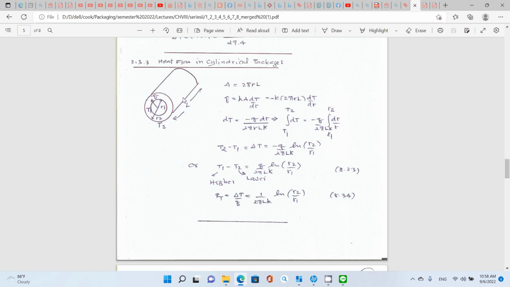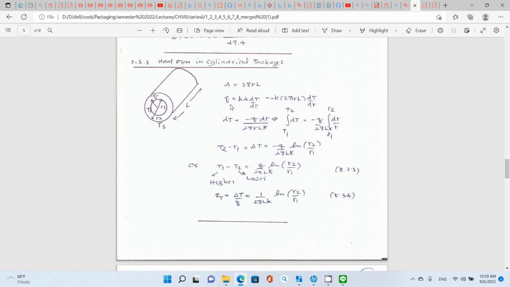Now, topic 8.3.3, heat flow in cylindrical packages. In this case, you have a cylinder with the inner radius R1 and the outer radius R2, with the inner temperature T1 and the outer temperature T2, or you can say that's the room temperature, with the length L. In this case, the heat flows along the radius of the cylinder.